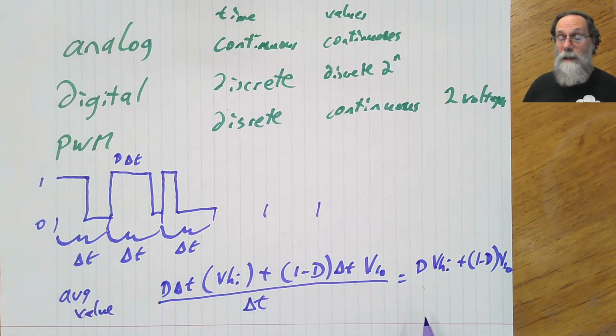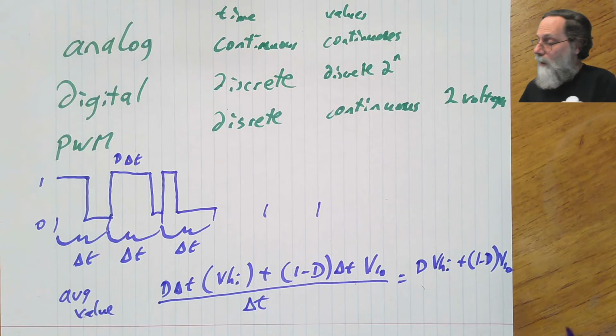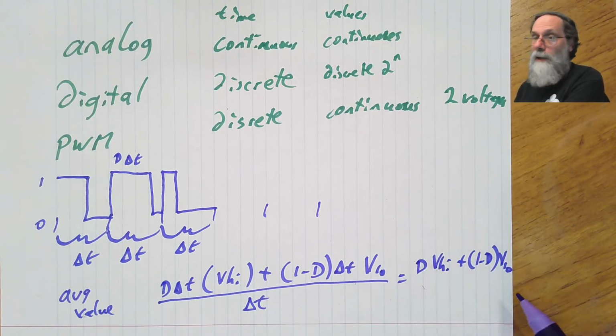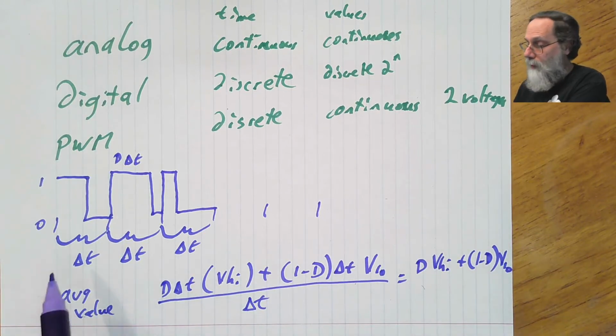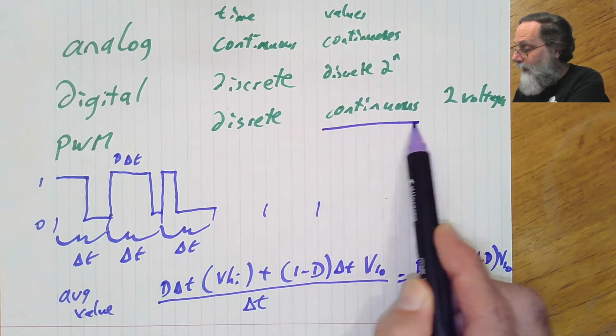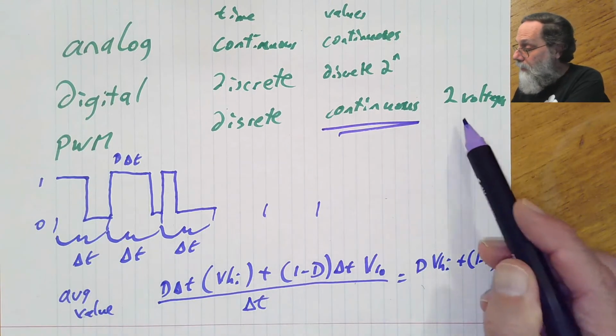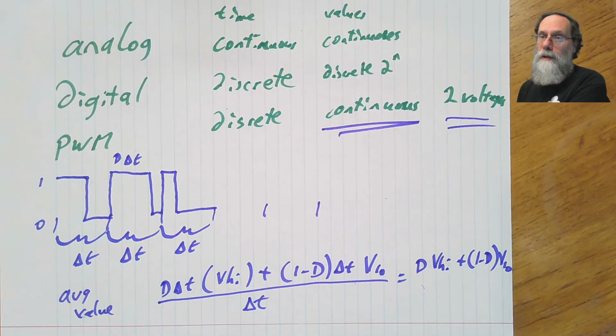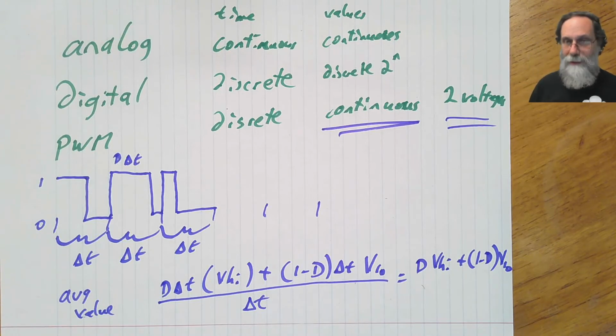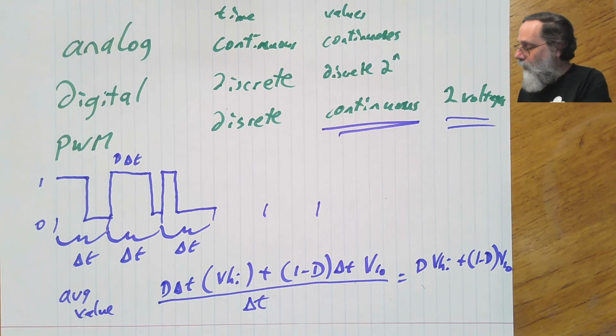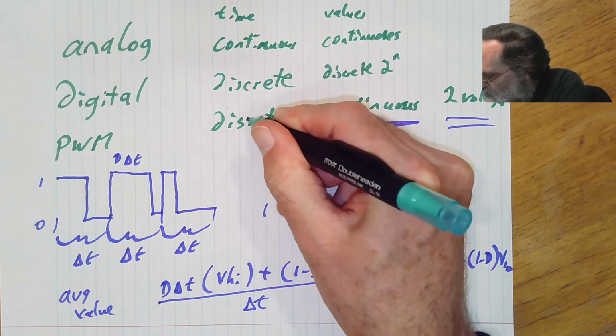Notice that d is continuous. It's not restricted to being just 0 or 1. It can be anything between 0 and 1. So our average voltage value for this time period is continuous. So we have a continuous value, but only two voltages. And this is really the secret to pulse width modulation, is we can get continuous values while only having two voltages.